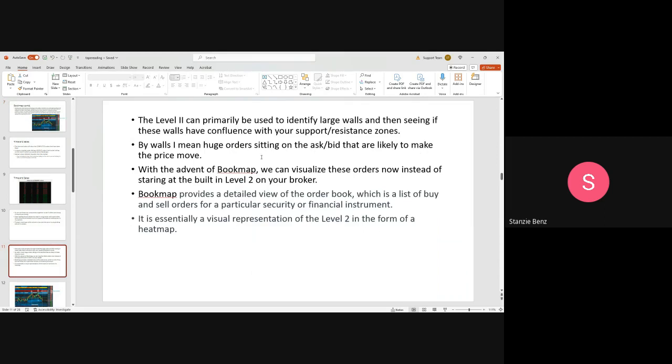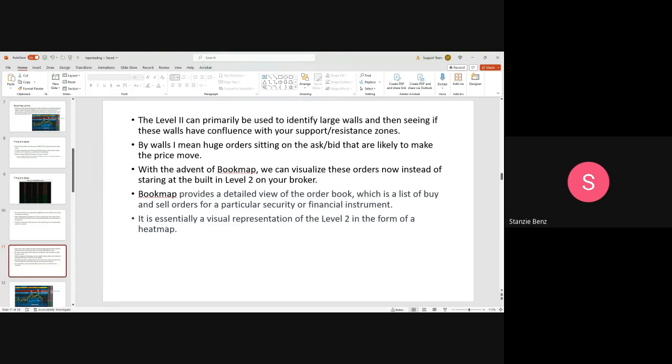By walls, I mean huge orders sitting on the ask and bid that are likely to make the price move. Just as I said, on Bookmap those color-coded levels let us visualize the orders instead of staring at the built-in level 2. Bookmap provides a detailed view. It is actually a visual representation of level 2, correct. These are orders waiting to be filled.